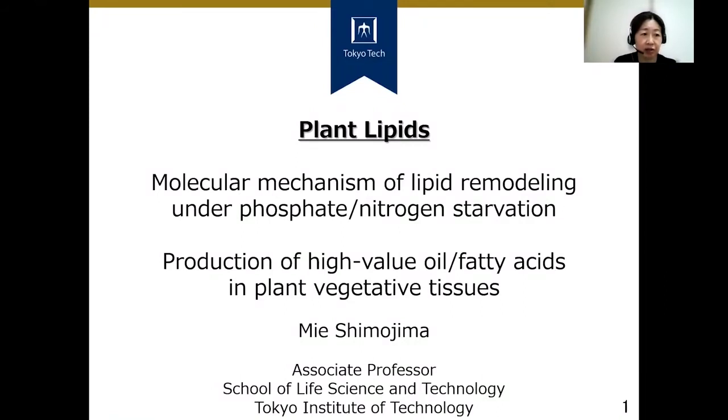Our research interest is plant lipids, especially the molecular mechanism of lipid remodeling under phosphate and nitrogen starvation, and production of high-value oil or fatty acids in plant vegetative tissues. Today, I will quickly introduce one of the findings we obtained previously.